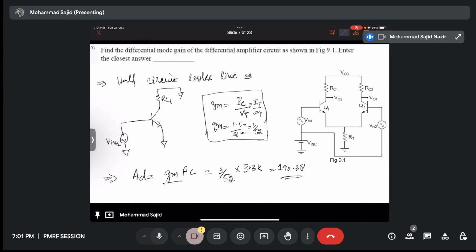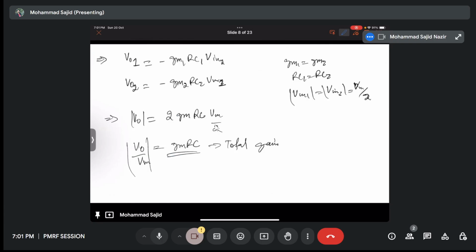So you directly ground the emitter. This is its half circuit analysis. The total gain can be given from the half circuit as well. Here the total gain is: V01 is GMRC Vn, V02 is GMRC Vn.